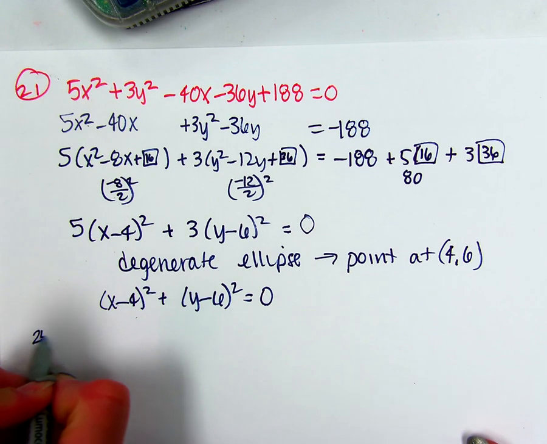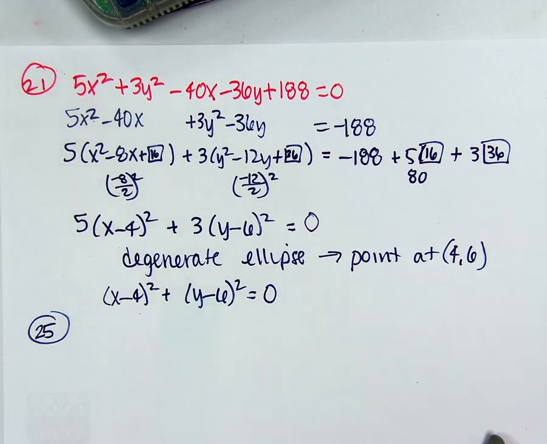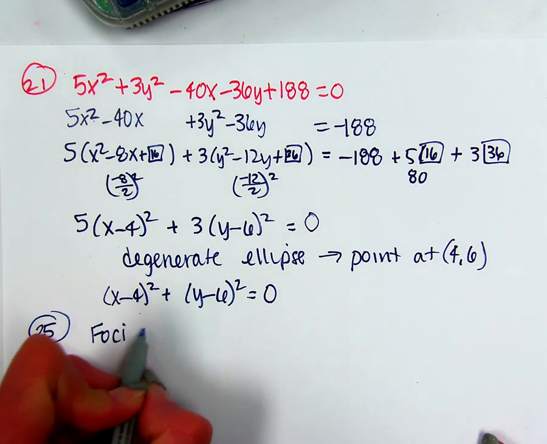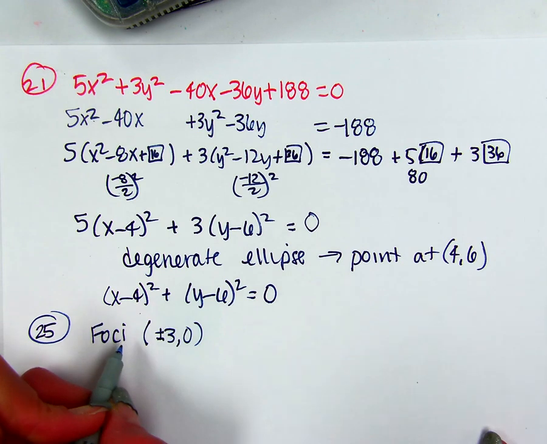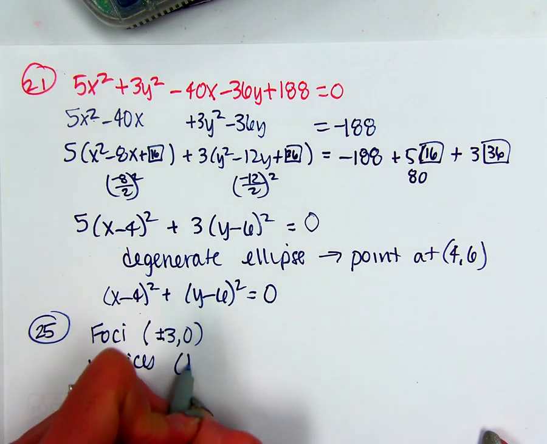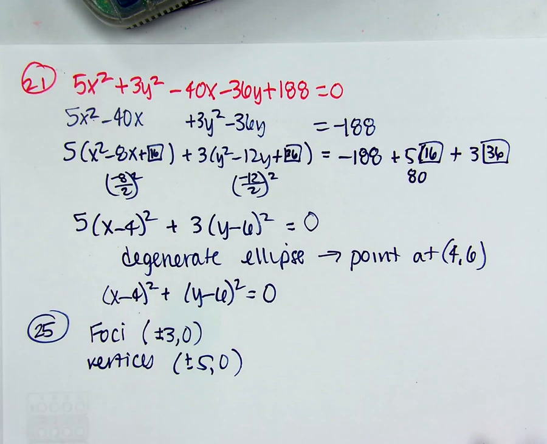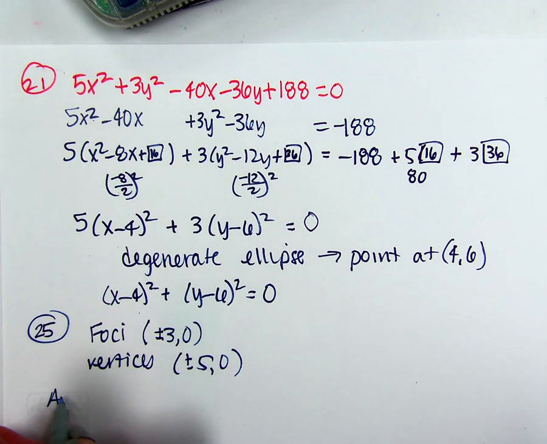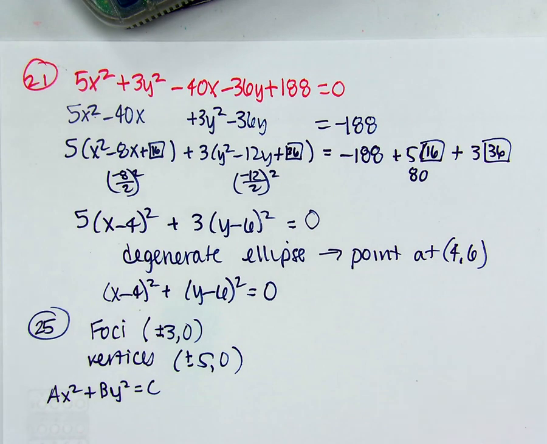All right, number 25. So this time we need to create the equation of an ellipse given that the foci are plus or minus 3 comma 0 and the vertices are plus or minus 5 comma 0, and that's all the information that they give you. Now they want you to come up with the equation in ax squared plus by squared equals c, as opposed to equaling 1. They want it to equal like a whole number.